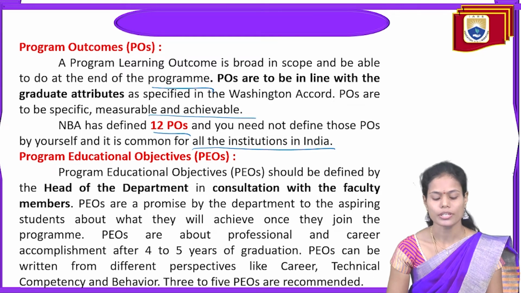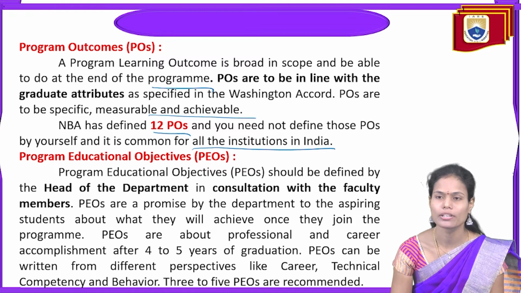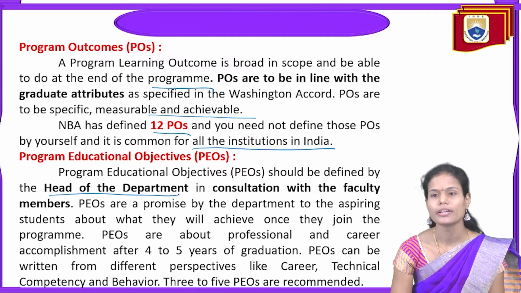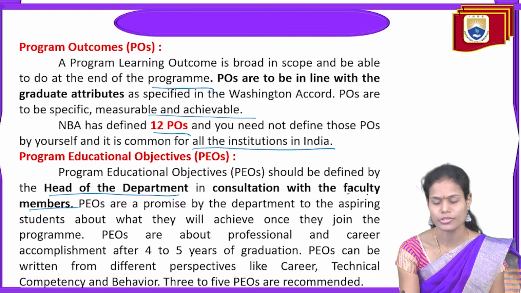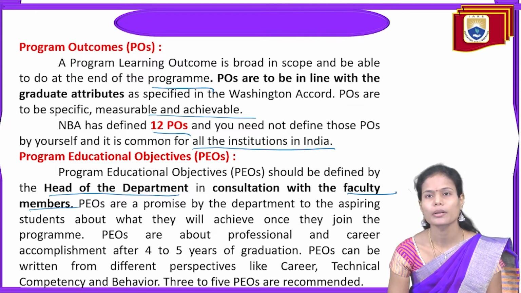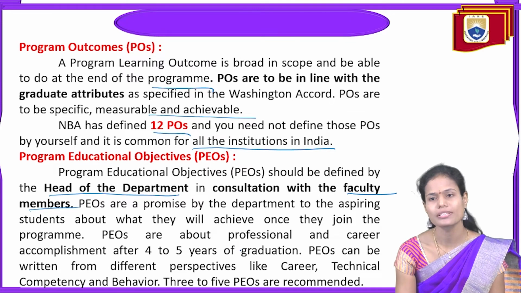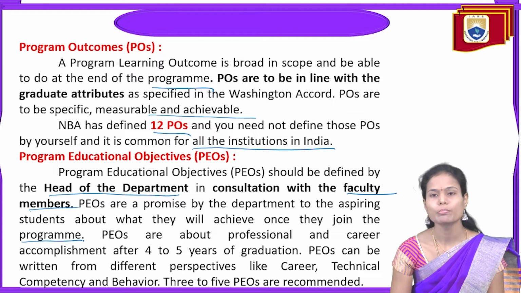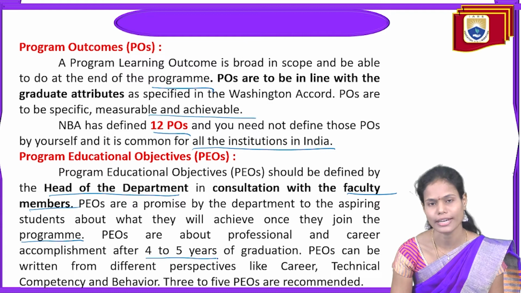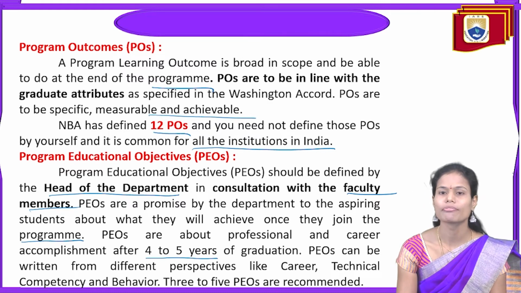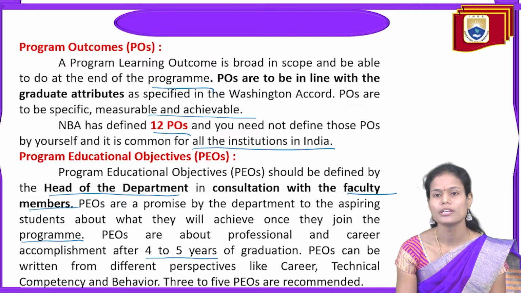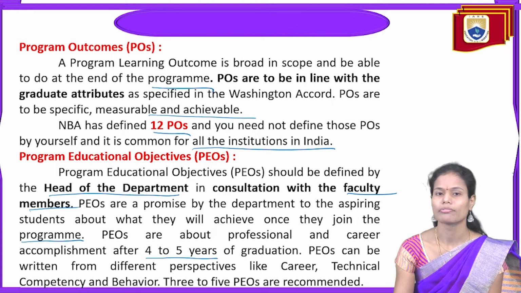Program educational objectives. Program educational objectives should be defined by the head of the department in consultation with the faculty members. PEOs are promised by the department to the aspiring students about what they will achieve once they join the program. PEOs are about professional and career accomplishment after 4 to 5 years of graduation. PEOs can be written from different perspectives like career, technical competency, and behavior. So 3 to 5 program educational objectives are recommended for any course.